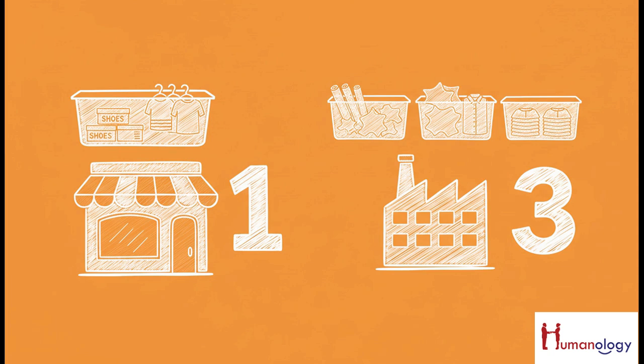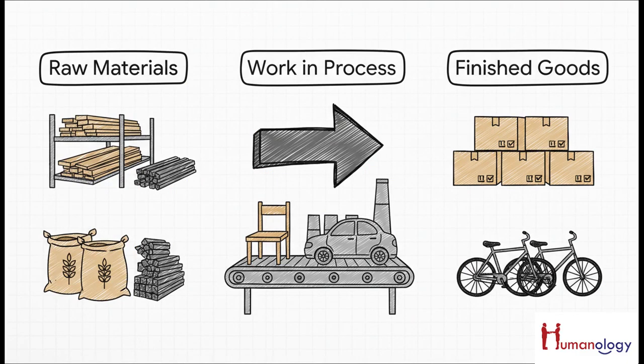A retail store has just one type of inventory, the stuff on its shelves ready to be sold. A factory, on the other hand, is much more dynamic. It's juggling three different kinds of inventory all at once. First, you've got your raw materials inventory. That's all the wood, the steel, the fabric just sitting in the warehouse waiting to be used.